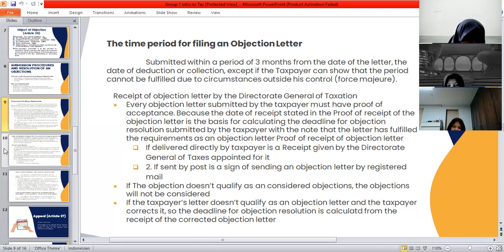And if sent by post, it is a sign of sending an objection letter by registered mail. If the objection doesn't qualify as a considered objection, the objection will not be considered. If the taxpayer's letter doesn't qualify as an objection letter and the taxpayer corrects it, the deadline for objection resolution is calculated from the receipt of the corrected objection letter.